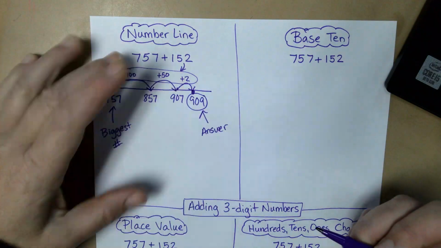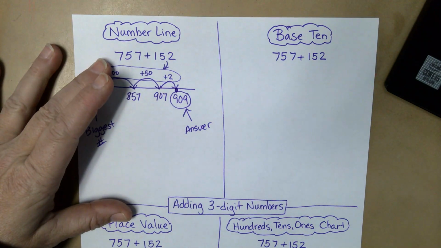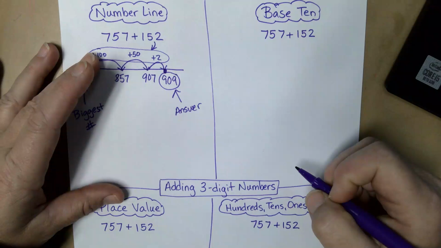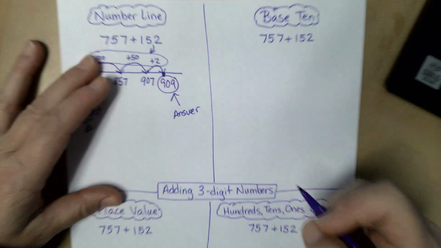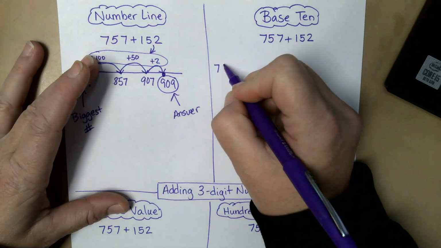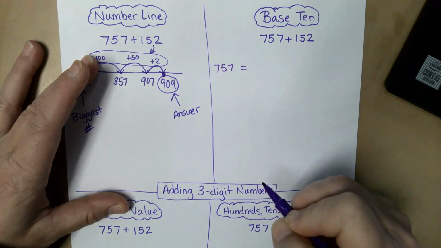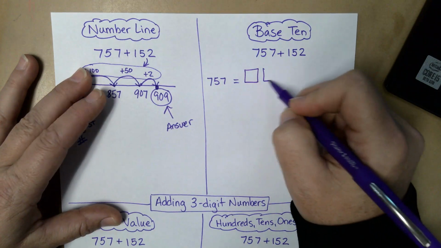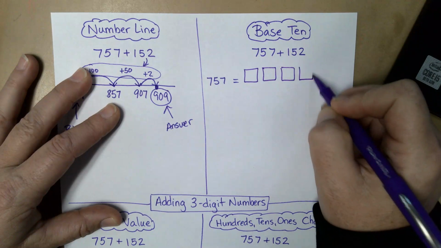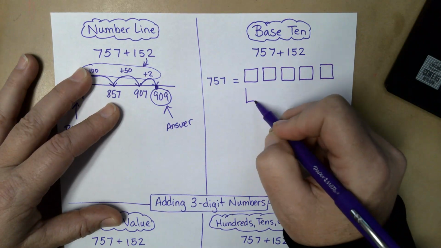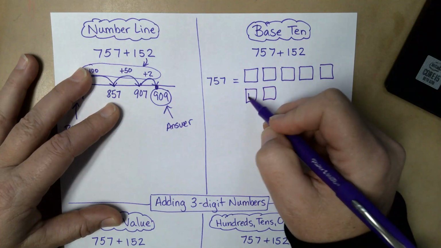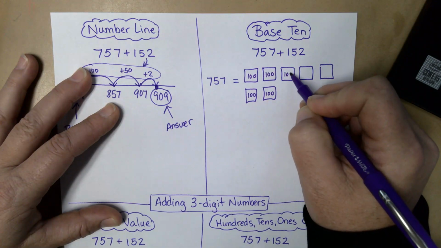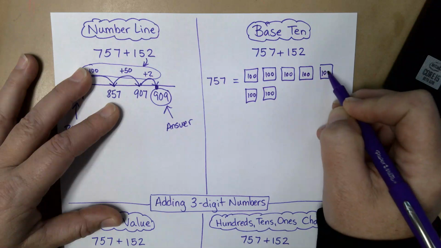All right, base 10 is a little bit longer. It's a little bit more involved, which is why we're trying to phase this out a little bit, but it is okay if your child still wants to use this method. So we would start with our first number, 757. I would draw out my 700s, 1, 2, 3, 4, 5, 6, 7, and then I need to label what these are, what the value of each brick is, which is why it's a little bit more time consuming.